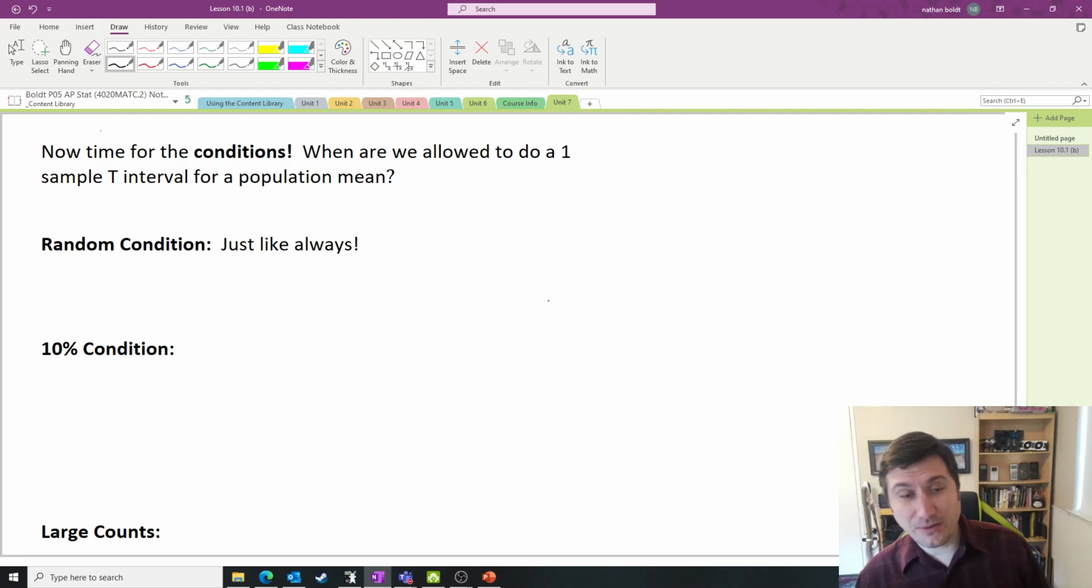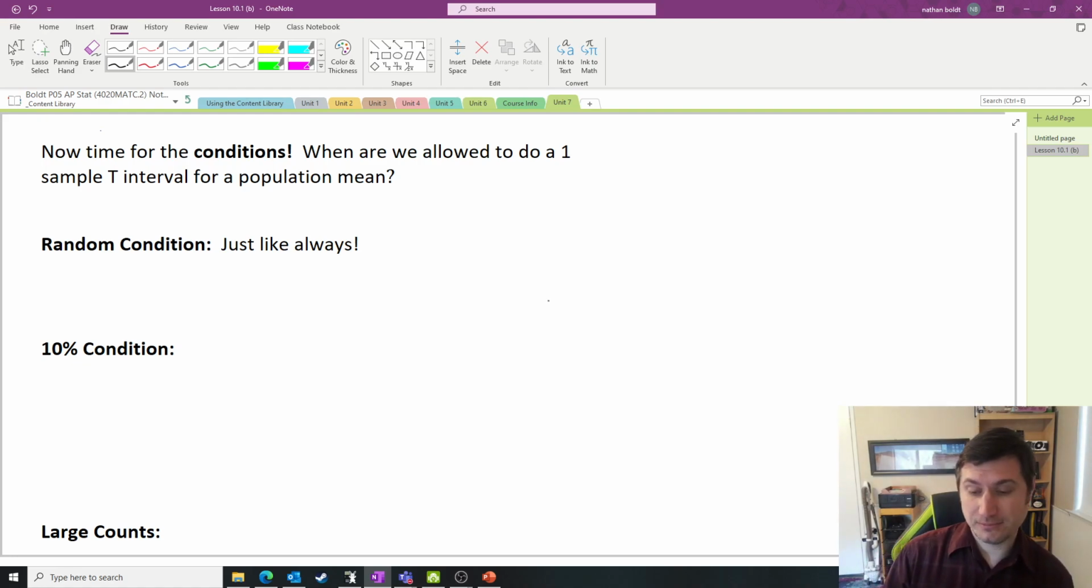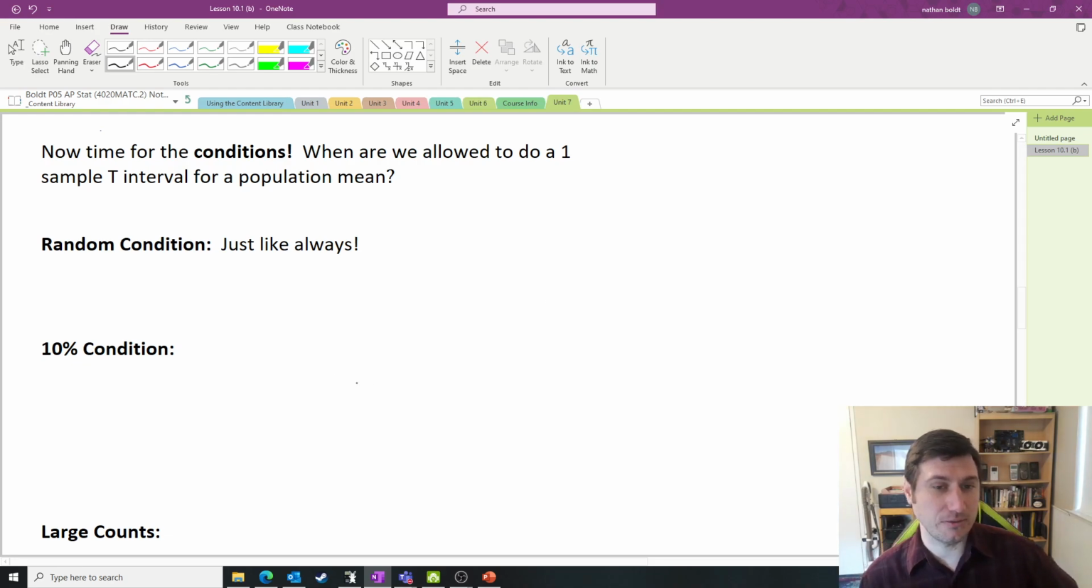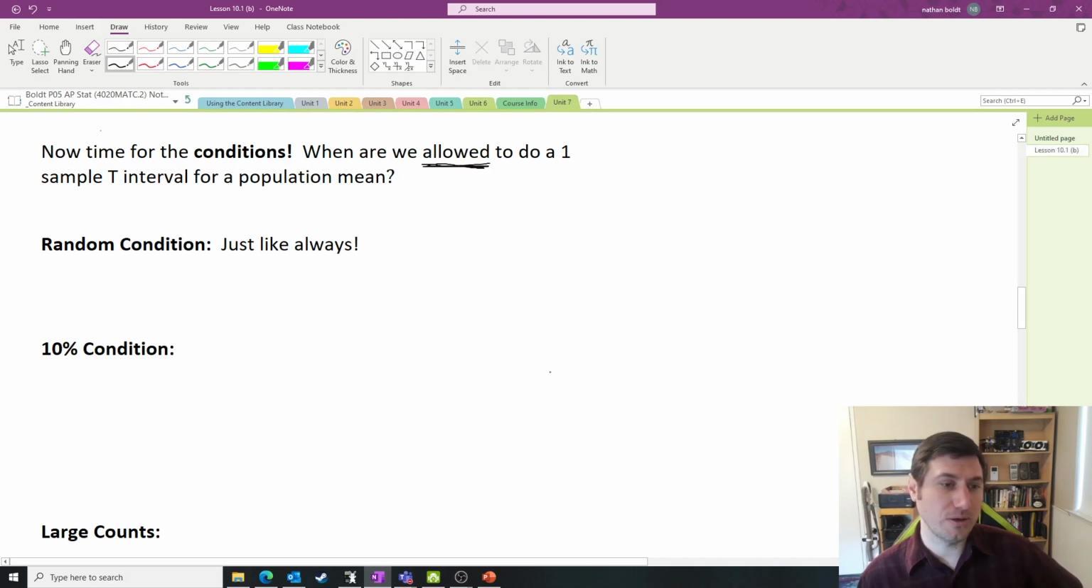Most everything about this is going to be the same. The state part is going to be the same. You're going to say what you're going to do. Okay, we're going to do a 1 sample t interval for the mean. You're saying what you're going to do. That's kind of the same. The plan part is, I think, the hard part. What about the conditions? When are we allowed to do a 1 sample t interval?